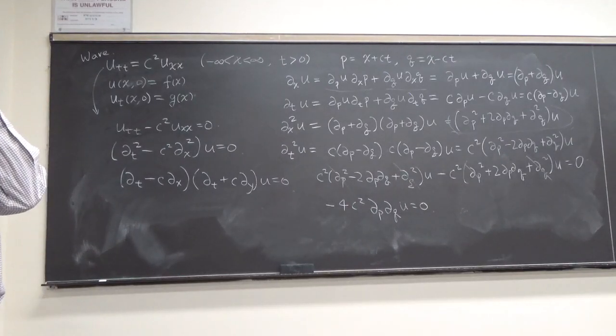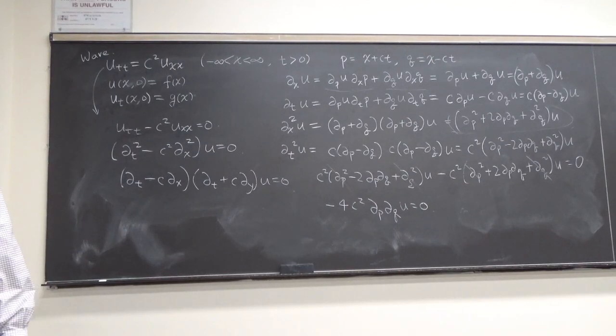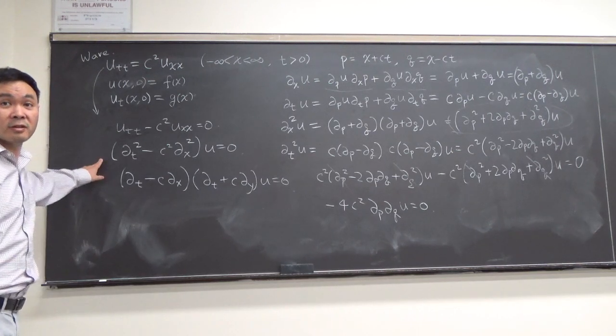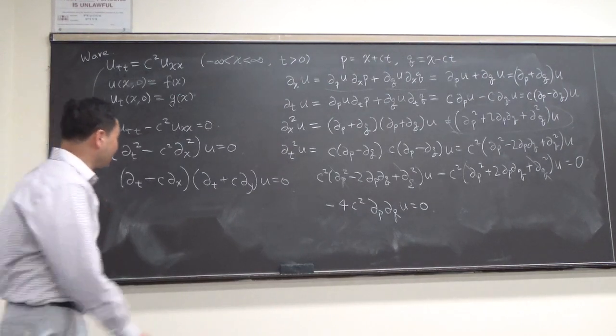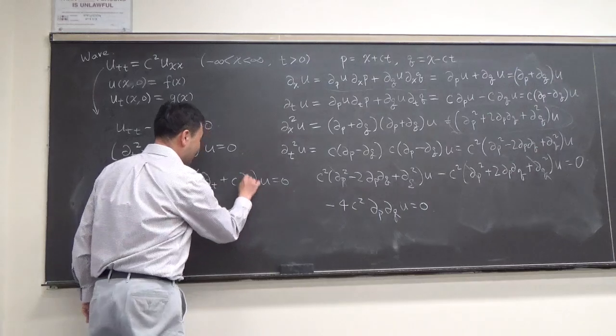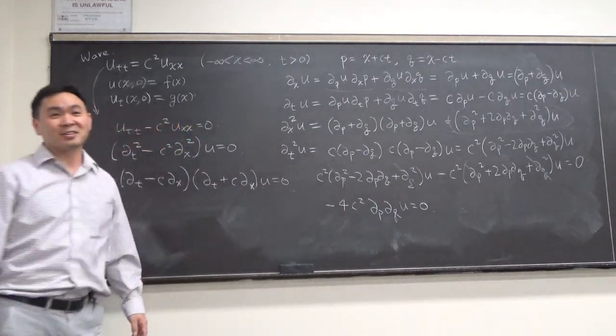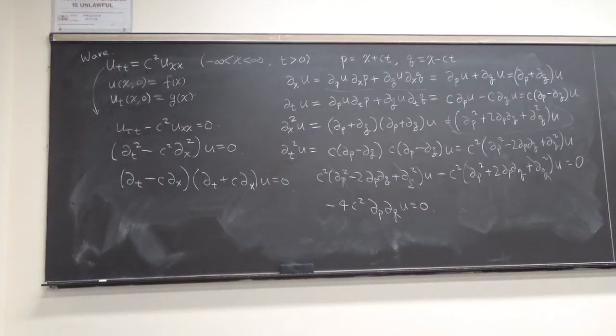All good? Yes? On the first column, we had ∂t squared minus c squared ∂x squared u equals 0. And this one, why does that turn into ∂y? Oh, plus, sorry. ∂y? That's a mistake. Thank you. All right. Hopefully that wasn't too confusing.